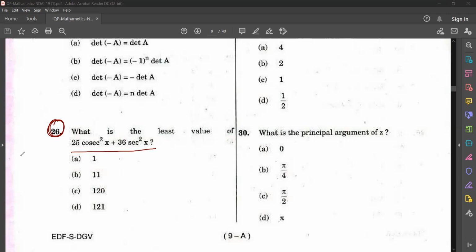Okay. So let's see how to solve this. Have you got the answer? Have you got the answer as 121? If you get the answer, just comment it. So see how I am going to do this.